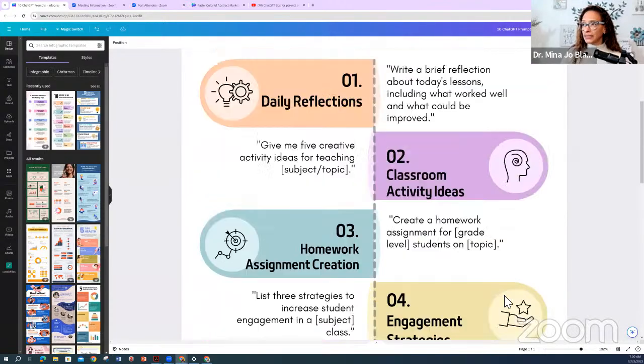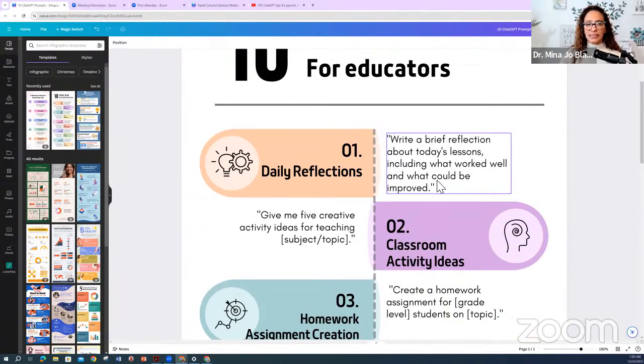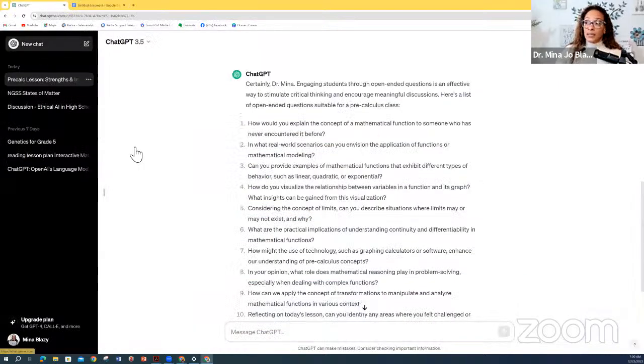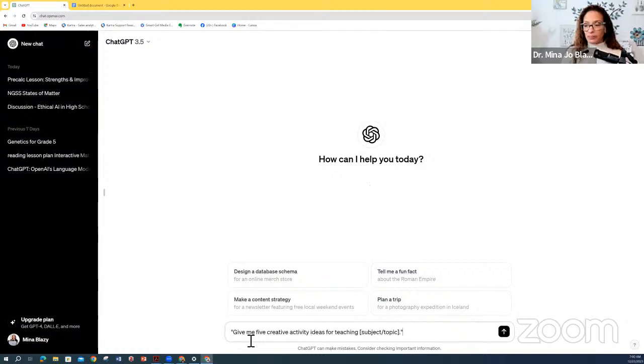So look, check this out. This is the first one I did. Now I want to give me 5 creative activity ideas for teaching. So let's go back to ChatGPT. I'm going to go to my free version. I'm going to minimize this for a moment. And let's dump this in there. So I just copied it and pasted it. So give me 5 creative ideas for teaching.